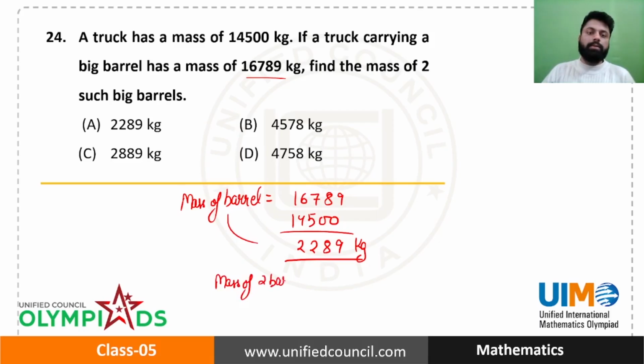Mass of two barrels is equal to double 289, multiplied by 2. This is 18, 1 17, or 16 plus 1, 17, 1. Then 5. So 4578 kilogram. B option is the correct answer.